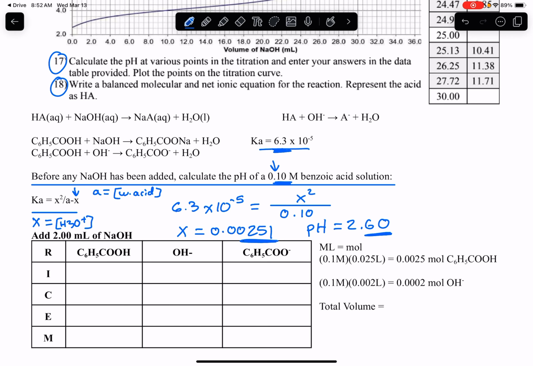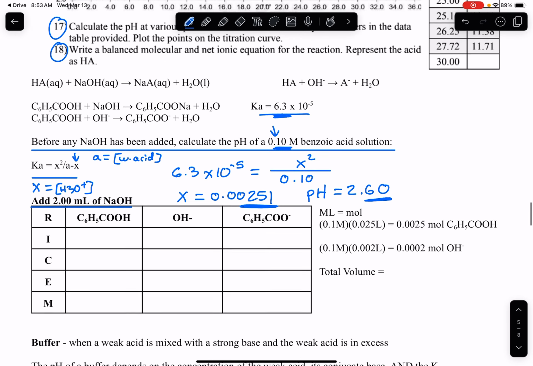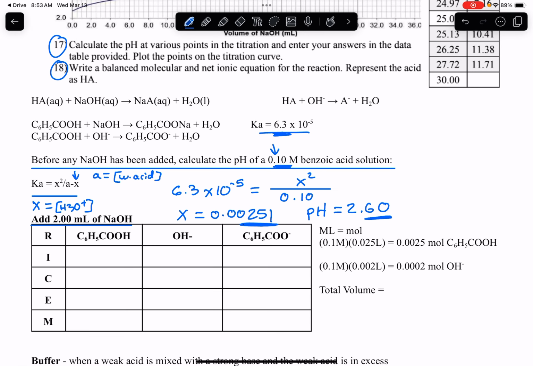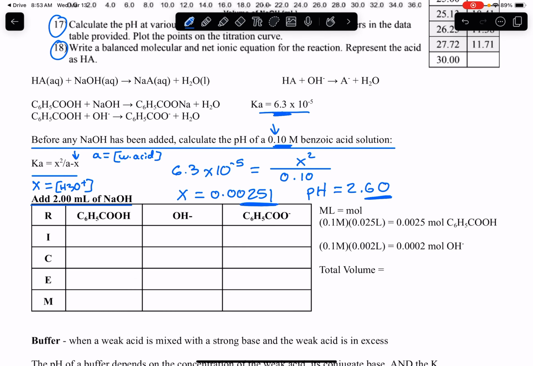This ICE table that I have written in the text here is for after we've added 2 milliliters of sodium hydroxide, which is the pH we're going to try to find after we've only added 2 milliliters. So in this ICE table, we need to include the conjugate base. It is going to be very important for solving the pH, as you'll see in a moment. So initially, we have a 0.1 molarity solution of the benzoic acid, and we have 25 milliliters, or 0.025 liters. So initially, we have this many moles, so we're going to write that in here. Do the entire ICE table in moles again.